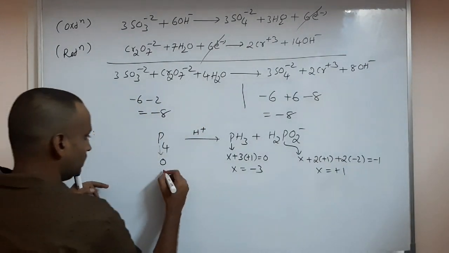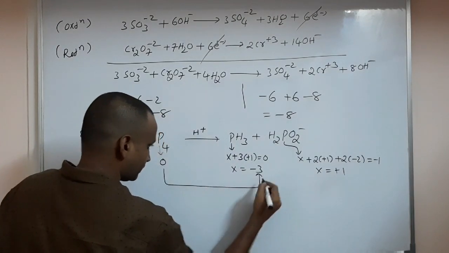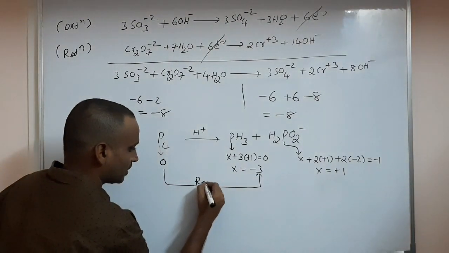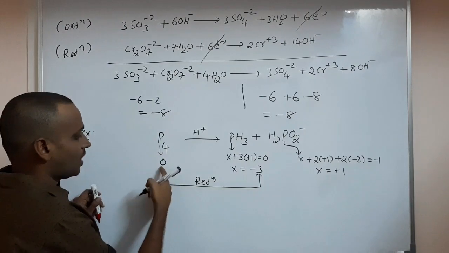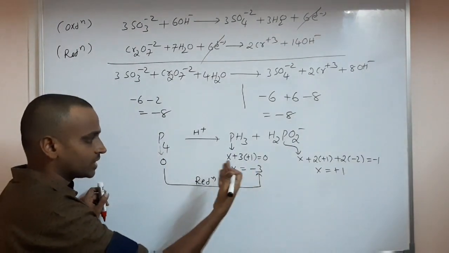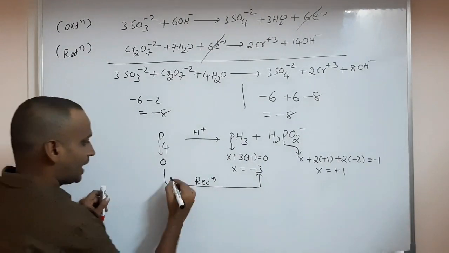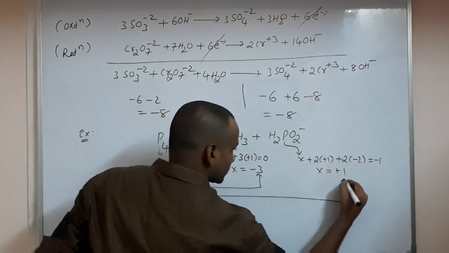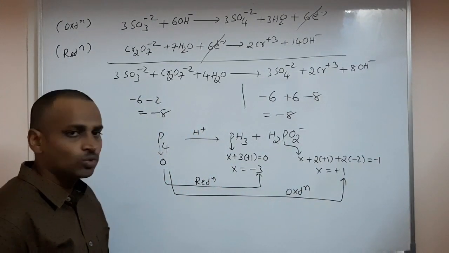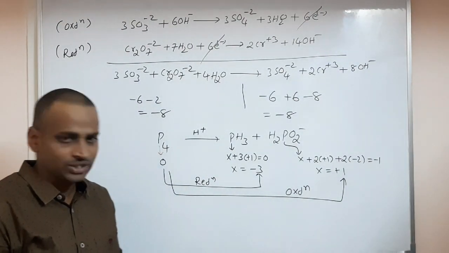So you know this, 0 converted to minus 3, which is called reduction, because the oxidation state changed from 0 to minus 3, means the oxidation state reduced, so that is a reduction. And 0 converted to plus 1, this is oxidation. So here also you have two parts: one is oxidation half and one is reduction half.